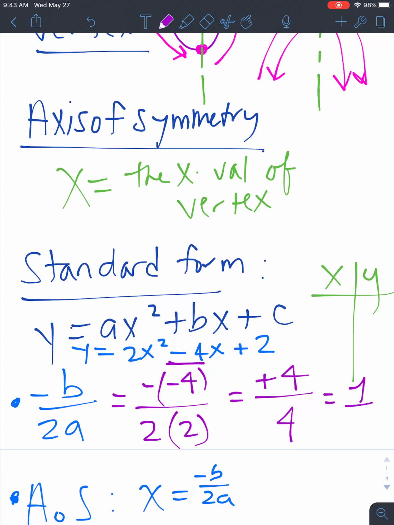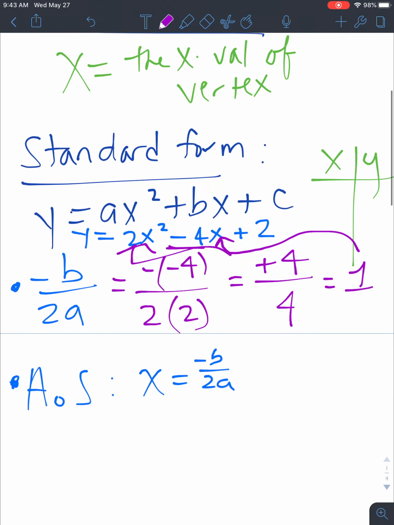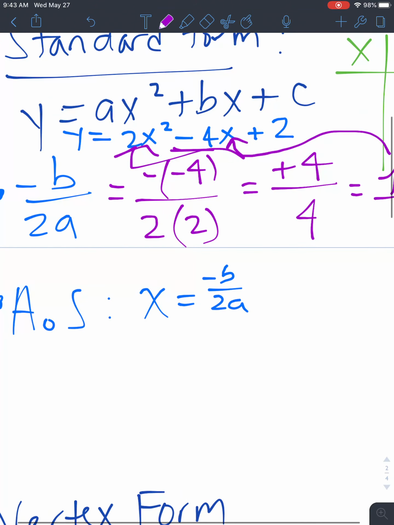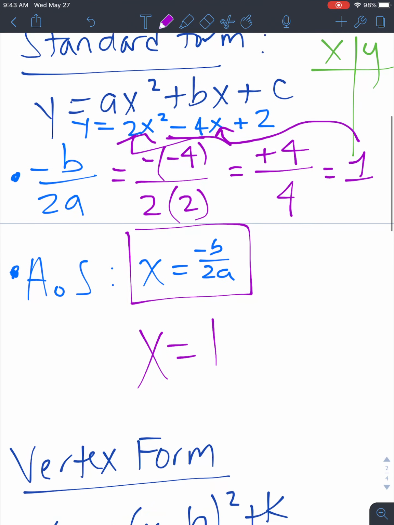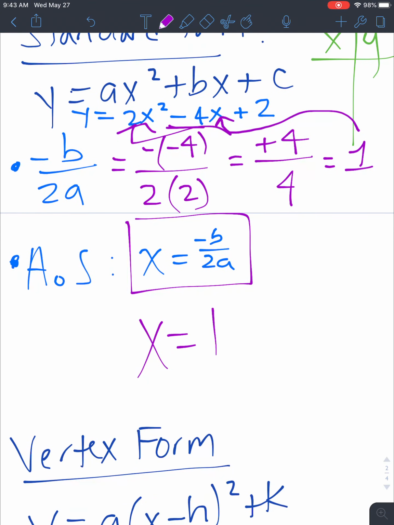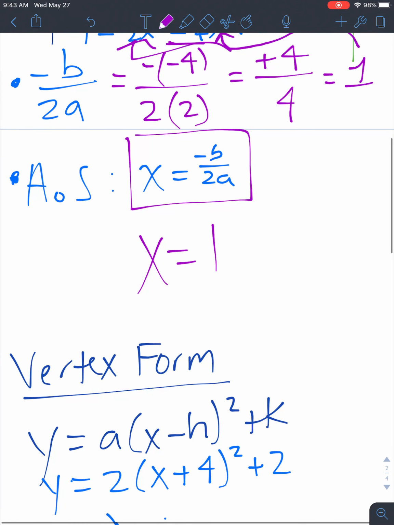Now, what you'd have to do is go in and plug this 1 in for all of your x's. All right? And that's how you get the y value of your vertex. Now remember, your axis of symmetry is always at the x value of your vertex. So for standard form, our axis of symmetry is always at x equals negative b over 2a. In our example that we did, we'd say it's at x equals 1. Because negative b divided by 2a was 1.